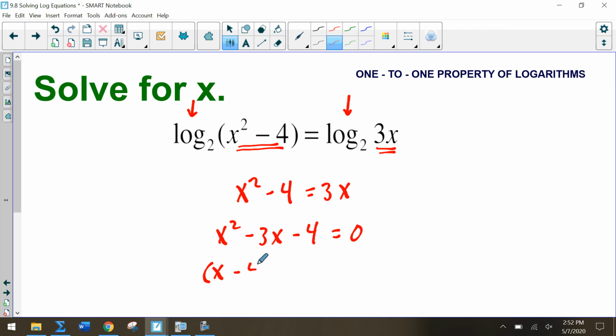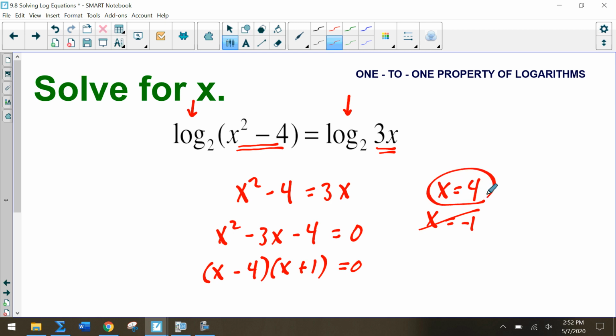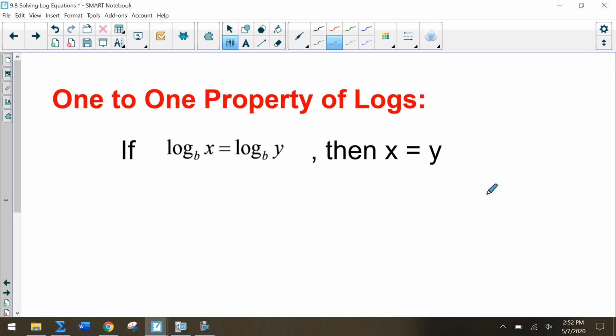Factor. And I got 4 and negative 1. But we have to reject that negative 1 and accept the 4 because we can't take the logarithm of a negative number. So here's a one-to-one property of logs. If we have a single logarithm, so one logarithm on one side set equal to one logarithm on the other side, and it has the same base, so log base b of x equals log base b of y, then we could say x equals y and solve.